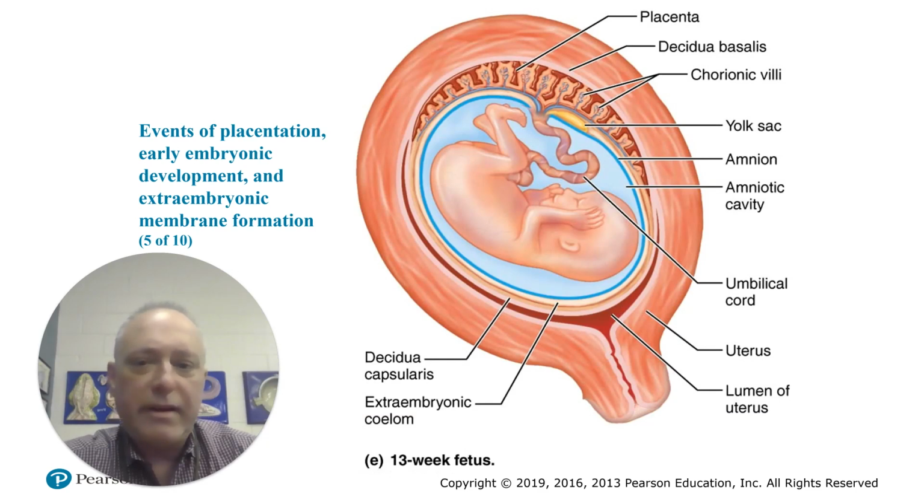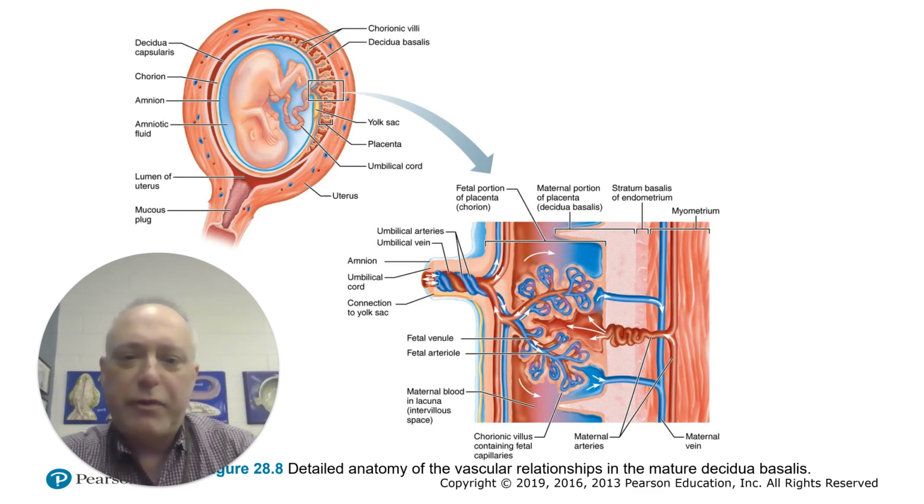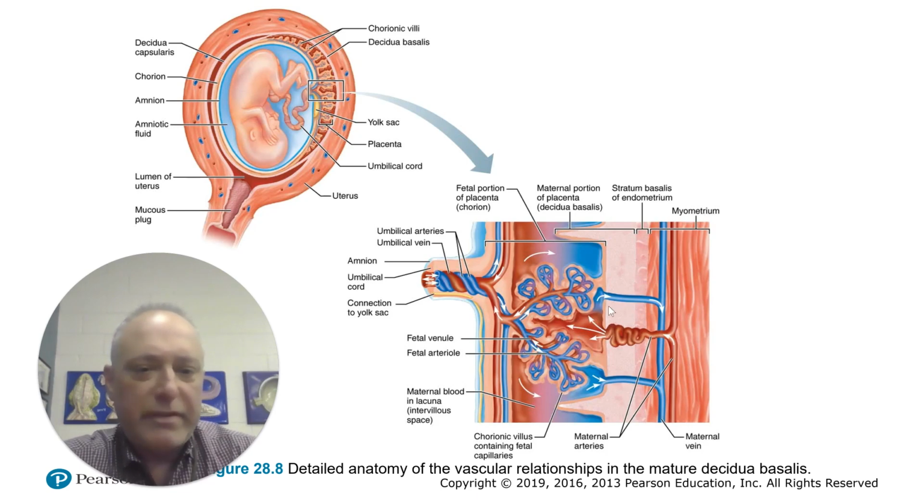By 13 weeks, the fetus is well developed, and let's see, the fetal blood, if you could look at the umbilical cord, which is going to contain all of the maternal blood coming in and the fetal blood going out, we can see development of many spiral arteries. These are the maternal arteries of the endometrium.